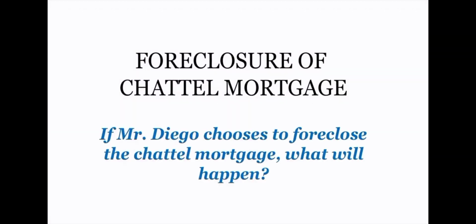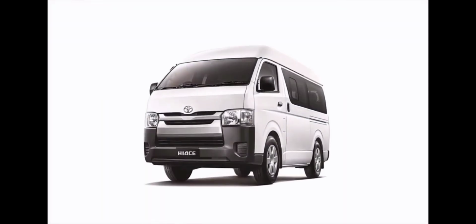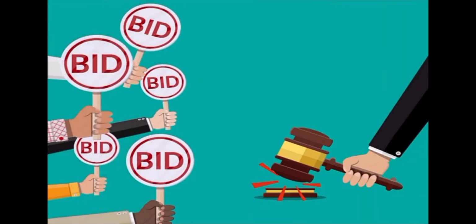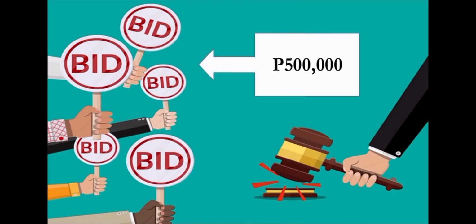However, if Mr. Diego chooses to foreclose the chattel mortgage, what will happen? Mr. Diego will get the van and sell it at public auction. If the van was sold for 800,000, then well and good. However, during the public auction, the van did not command a high price and was sold for only 500,000.